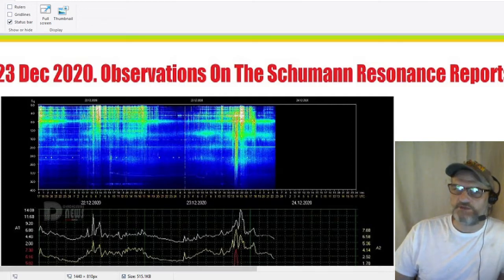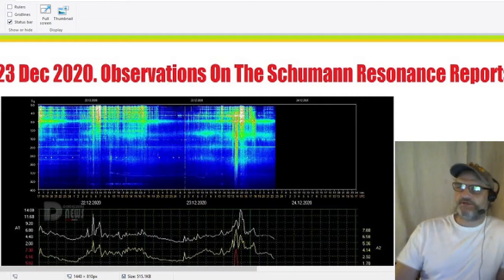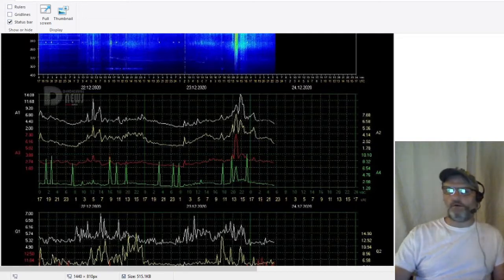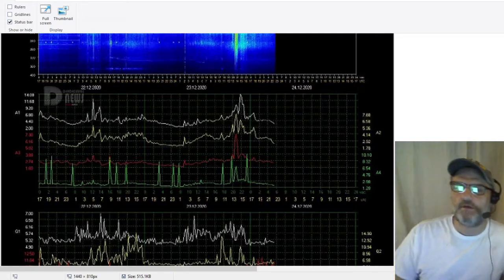Each color represents a mode. White is 1, yellow is 2, red is 3, green is 4, and this is for Tomsk. We see the numbers on the graph strips coming from Tomsk, A1, A2, A3, A4. What does this mean? I described that earlier: A1 is amplitude mode 1, A2 is amplitude mode 2, A3 is amplitude mode 3, A4 is amplitude mode 4. All right.